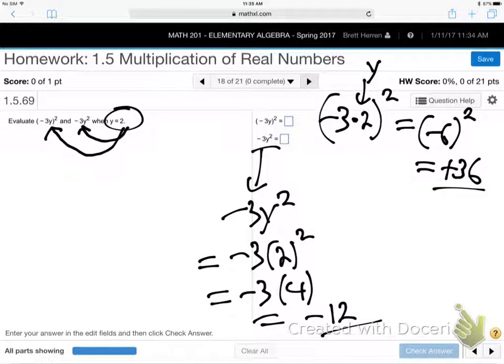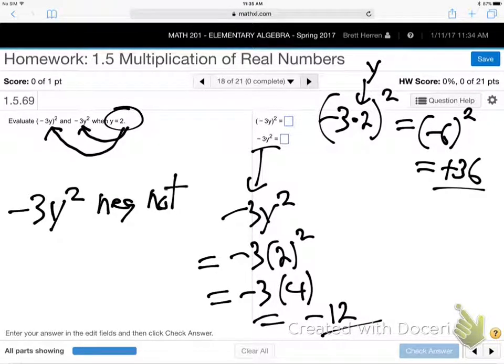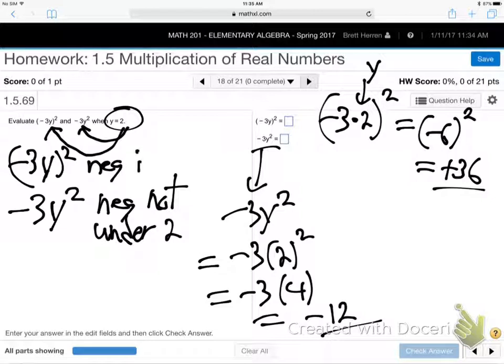You guys see, that's a big deal. That'll come up again and again. Right? You see what I'm saying? When you write it like this, the negative is not under the 2. Whereas if you write it this way, the negative is under the 2. Everybody see that difference?